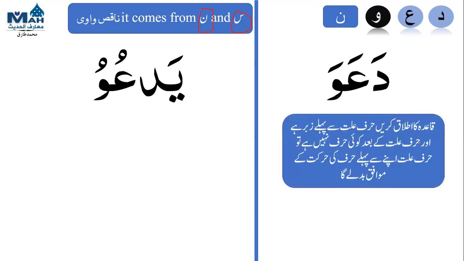So what will be the change? Now, the change as we already learned. If before the waw we have fatha, we will convert waw to alif. So the rule is what? That before there should be fatha and after there is no letter. If there is no letter, so what will we do? We'll convert it to alif. So it will become da'a.